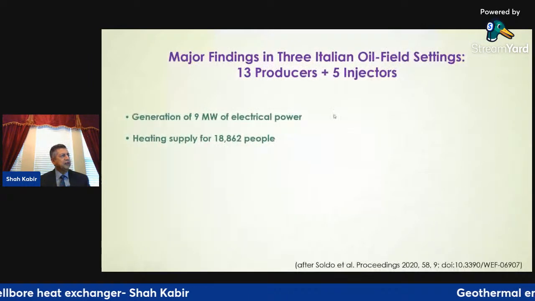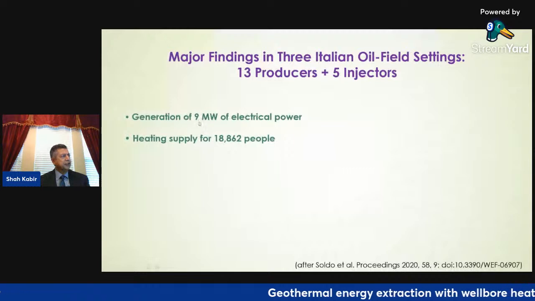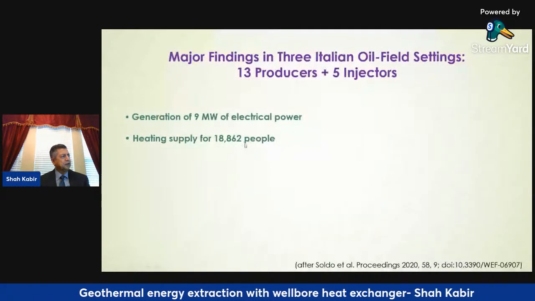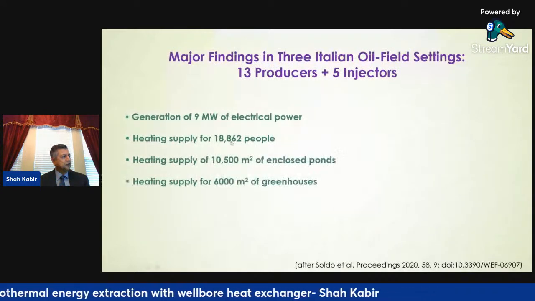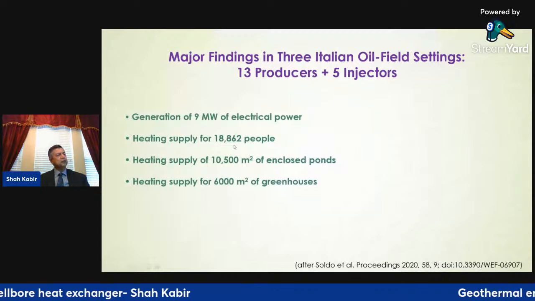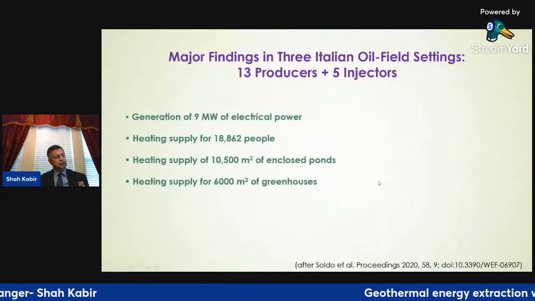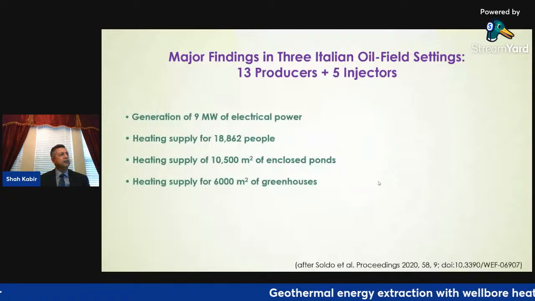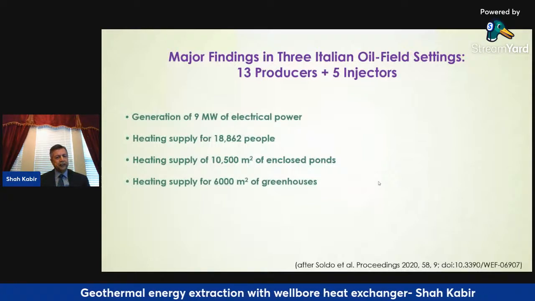Okay, so here's just 13 producers and 5 injectors can generate this kind of power, and can heat up so many homes, and so on. So there are a lot of opportunities around. So it's a matter of showing the economic value proposition in a given setting.